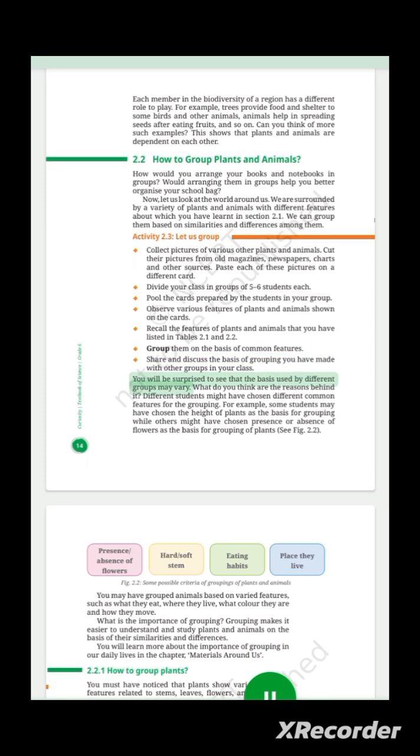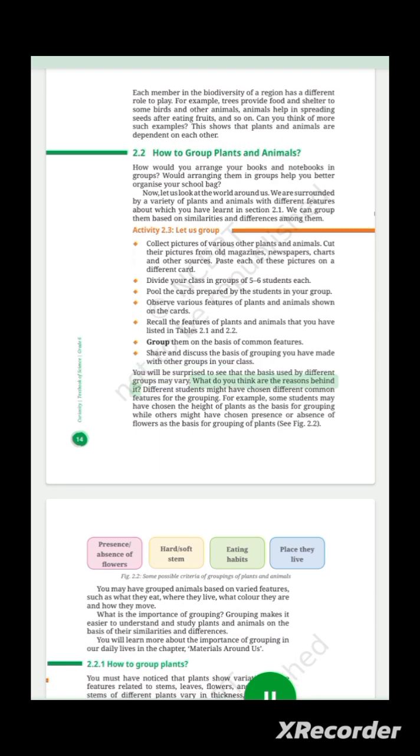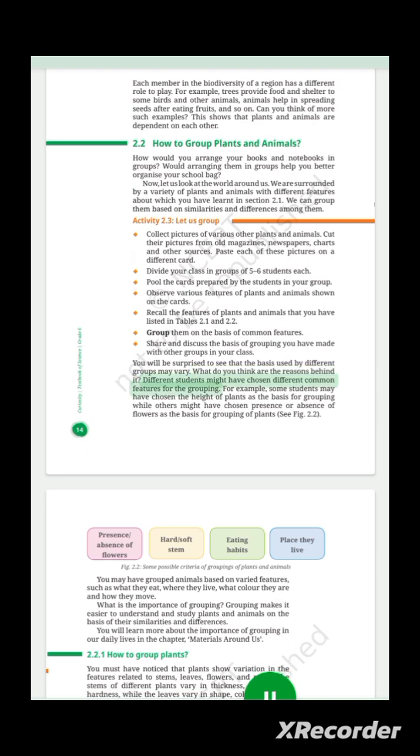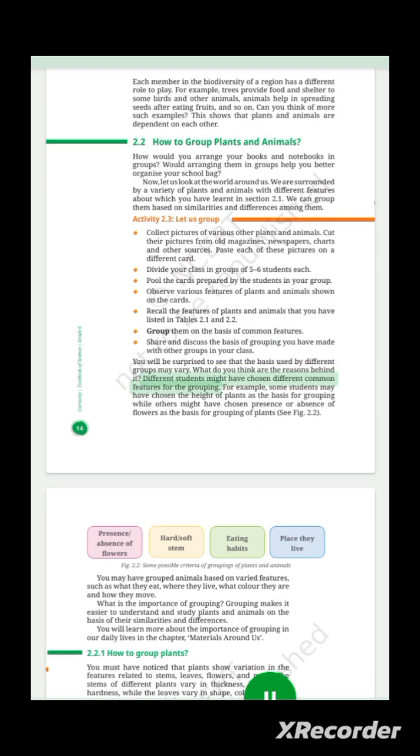You will be surprised to see that the bases used by different groups may vary. What do you think are the reasons behind it? Different students might have chosen different common features for the grouping.